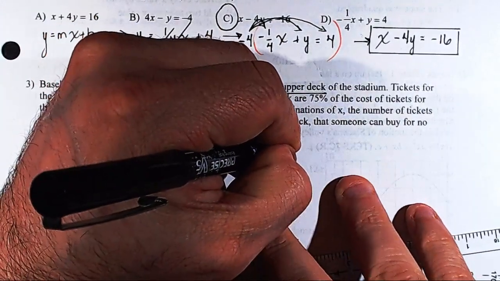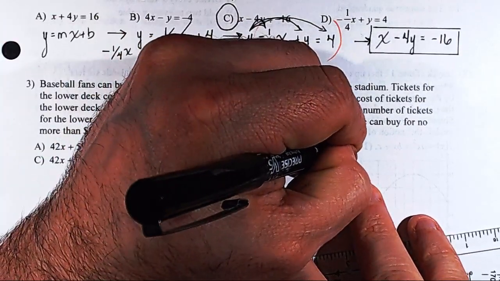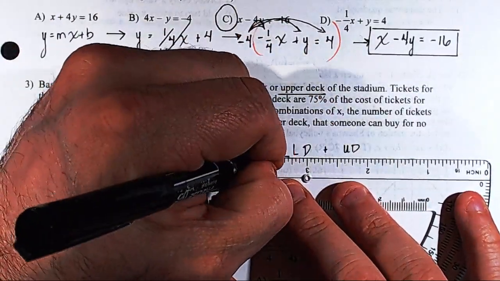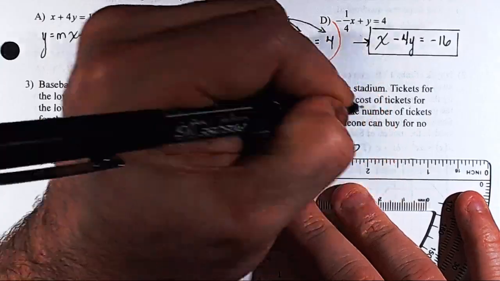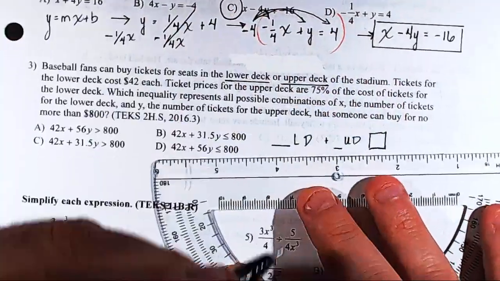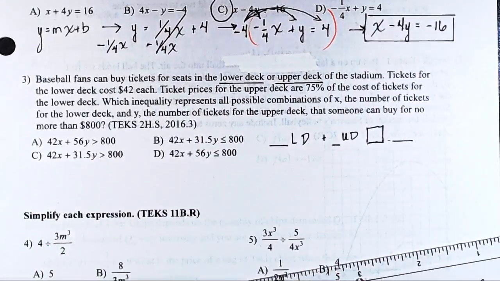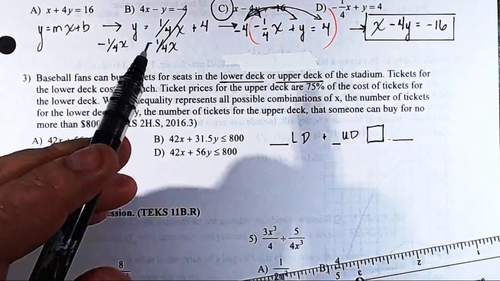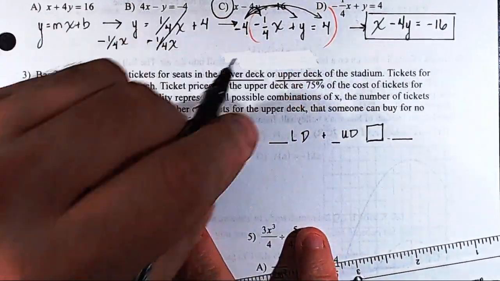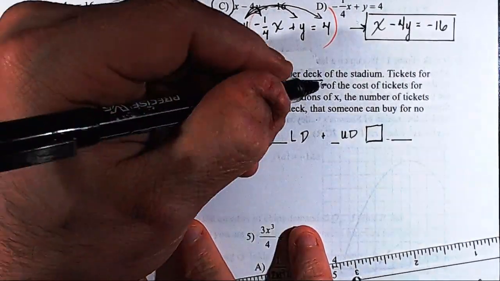So here's what I'm going to do. I've got lower deck and upper deck. I know that they'll be added together and there will be some price for each of them. Then there will be some inequality symbol, and then there'll be some total. That's how these problems typically go. Write this. Now fill it in. Ticket prices for the lower deck cost $42 each. That's important information. Put a 42 right here.